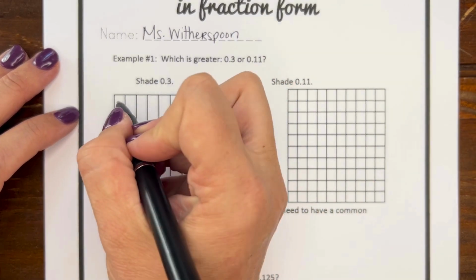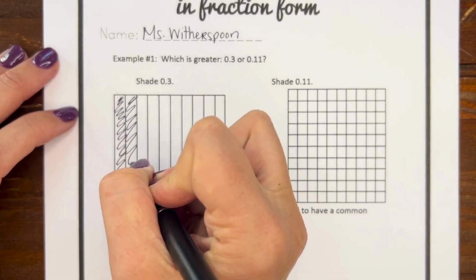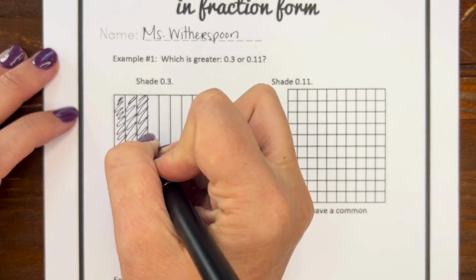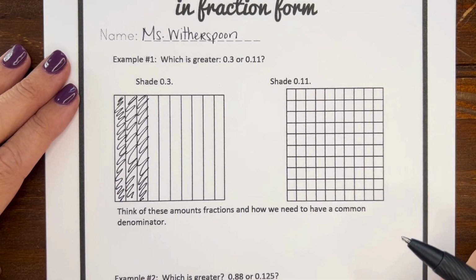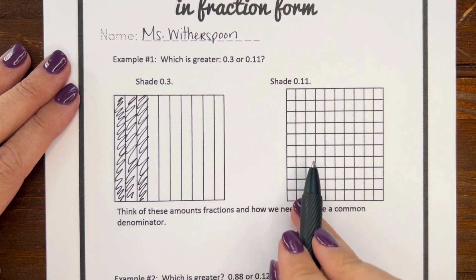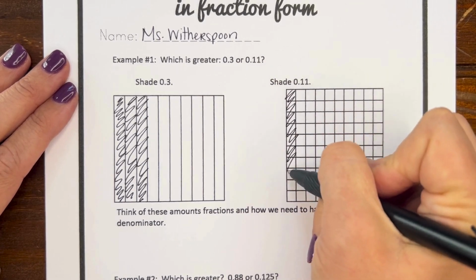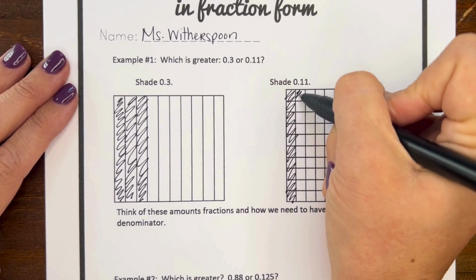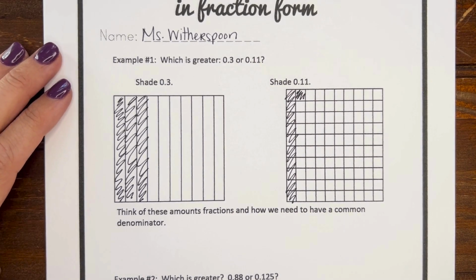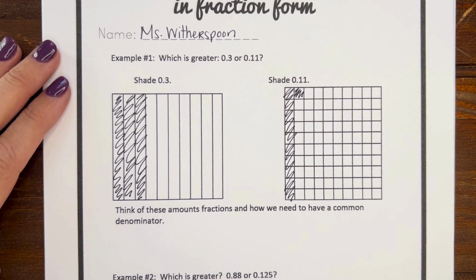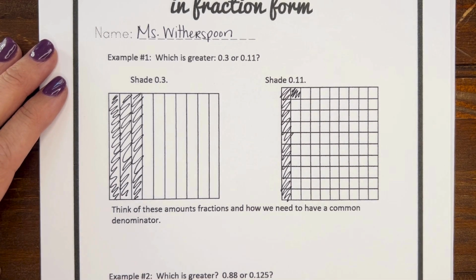When I shade 3/10, I'm going to shade in tenths. 1/10, 2/10, and 3/10. When I shade in 11/100, I can do it one of two ways. I can shade in 11 individual pieces, or I can shade in 1/10, which is 1 bar, and then 1/100, which is another bar. Either way, it's 11 tiny pieces. Now, looking at the shaded region, it's really obvious which one is more, right? 3/10 is more. And here's why.